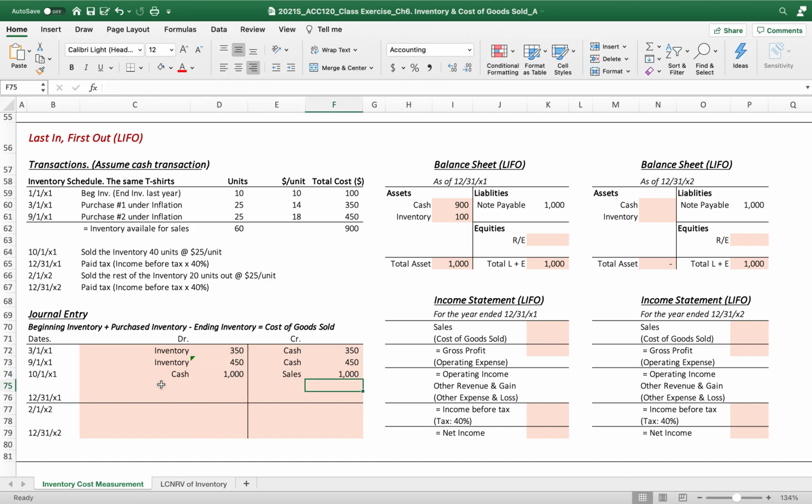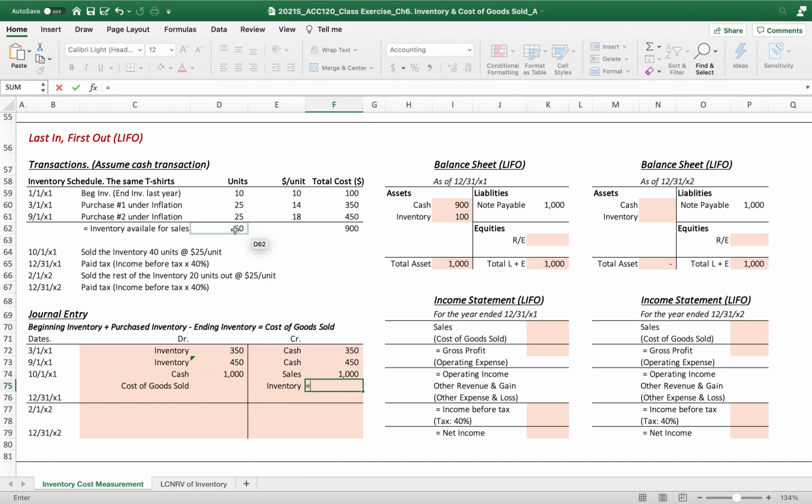Then based on the matching principle, we should record the cost of goods sold and inventory out for the inventory we sold, 40 units out of 60 units. Then how do we record this cost of goods sold and inventory? This inventory cost method, 40 units. How do you measure these 40 units? The same way, the cost of goods sold.